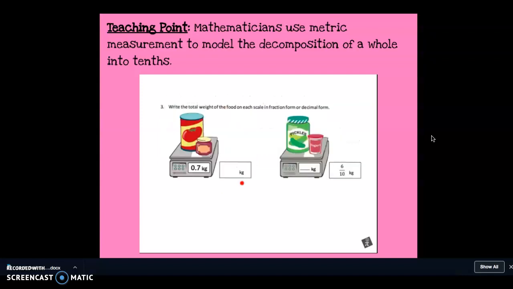More practice connecting decimals to fractions. So write the total weight of food on each scale in fraction form here and then in decimal form here. So we've been given the decimal. So what is the fraction? In this case, it's 7/10. And then over here, we've been given the fraction, which is 6/10. So what is the decimal? It is 0.6. All right, and we are just connecting the decimal, in this case, let's write 0.4, with its equivalent fraction. And at this point, we're not worrying about simplifying those fractions.